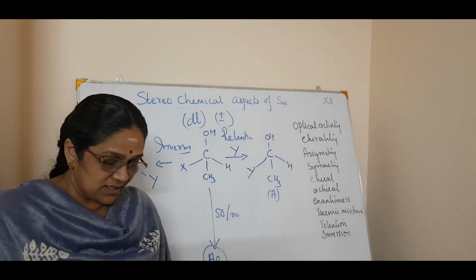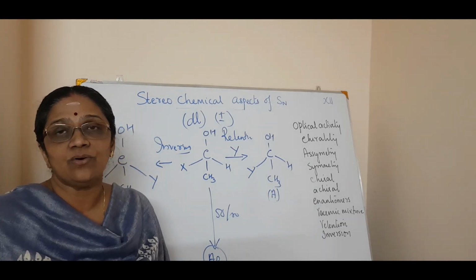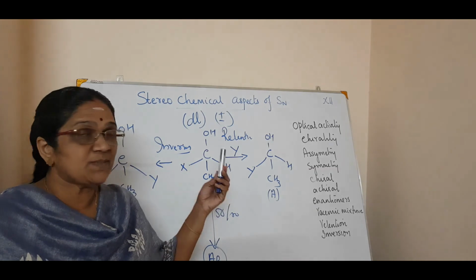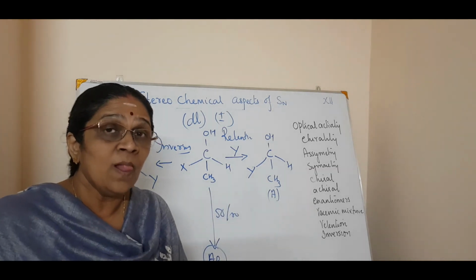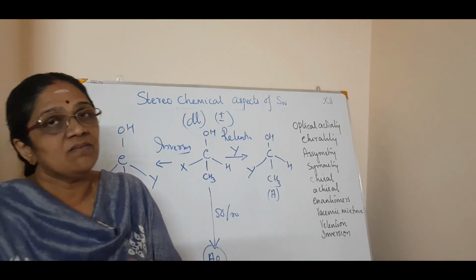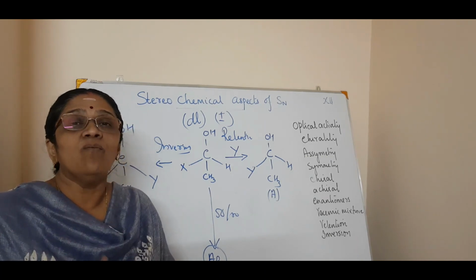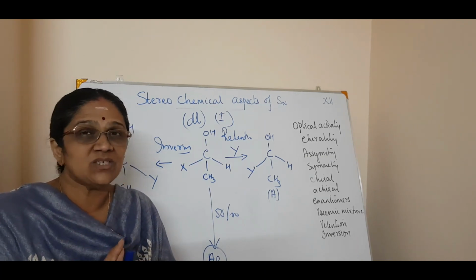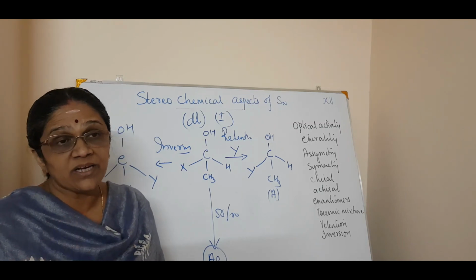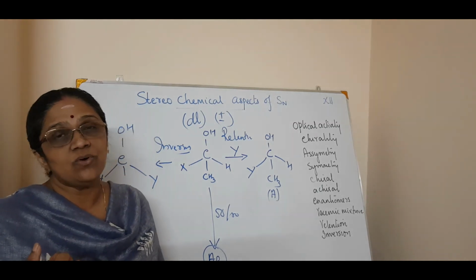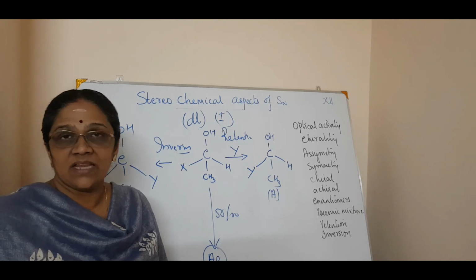So that is about the terminologies in stereochemistry, or the stereochemical aspects of nucleophilic substitution. Now, considering all these aspects, we will look at compounds which are optically active and what the products of SN1 and SN2 reactions will be. That we will see in the next session.